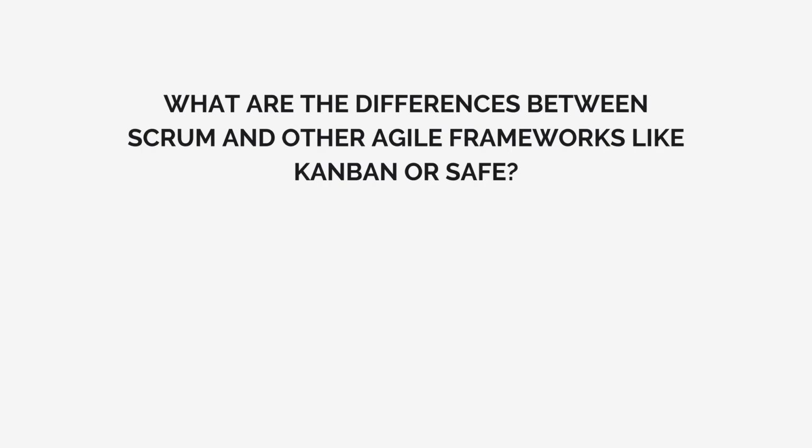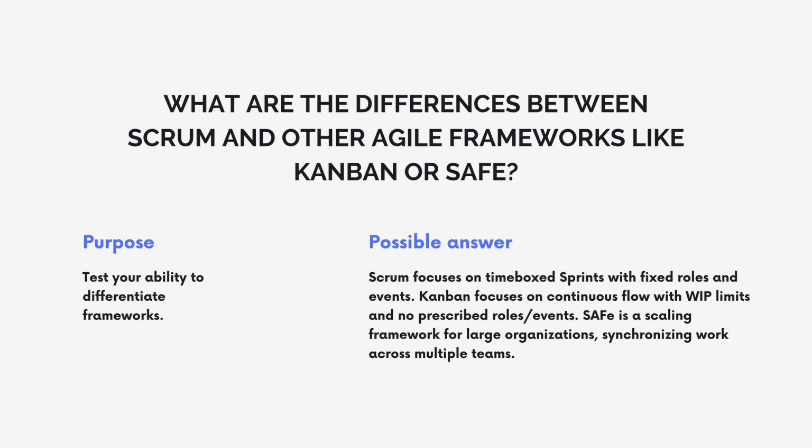Next up, what are the differences between Scrum and other Agile frameworks like Kanban or SAFe? Here, the interviewer wants to test your ability to differentiate frameworks. The possible answer to this question is, Scrum focuses on time-boxed sprints with fixed roles like Product Owner, Development Team, and Scrum Master, and there are events and artifacts, whereas Kanban focuses on continuous flow with work in progress limits and no prescribed roles and events. SAFe is a scaling framework for large organizations which want to synchronize work across multiple teams.